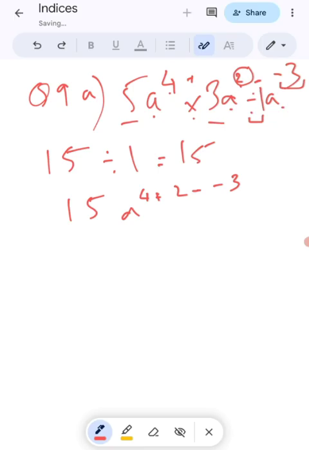Okay, so 15 a, 4 plus 2 is 6, right? And minus minus means a plus, right? So 6 plus 3 is going to be your 9. So 15 a^9. Okay, let's do the second question now.